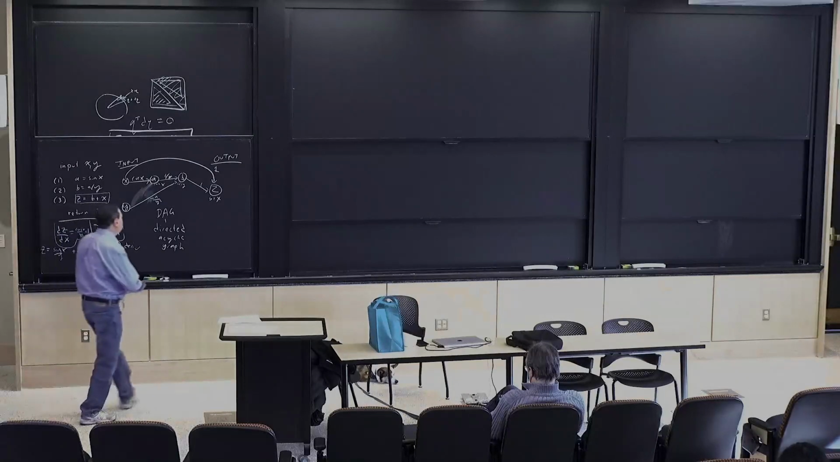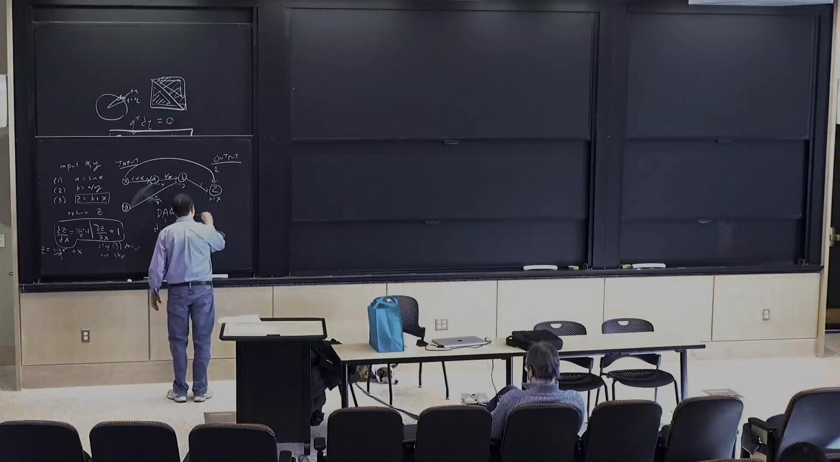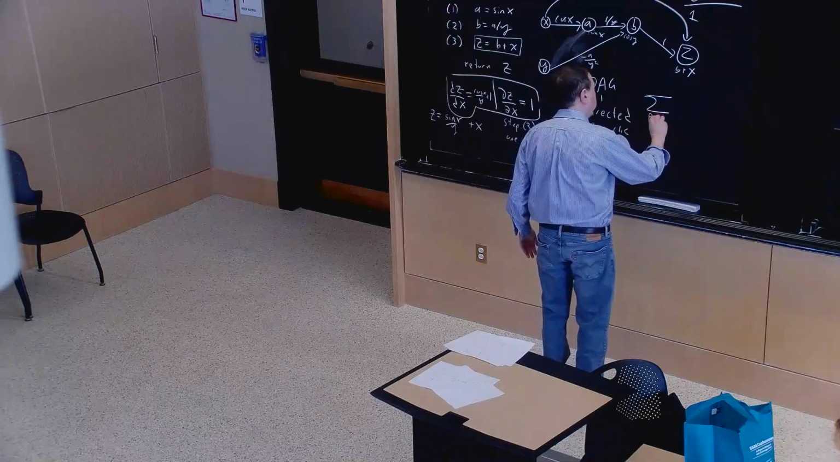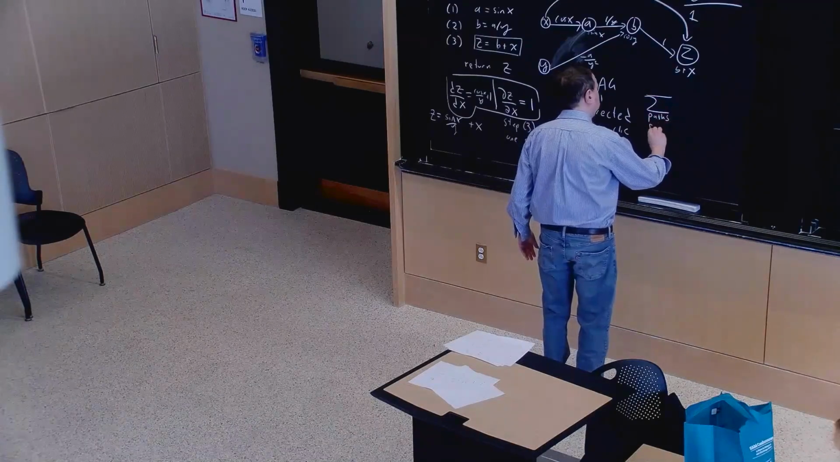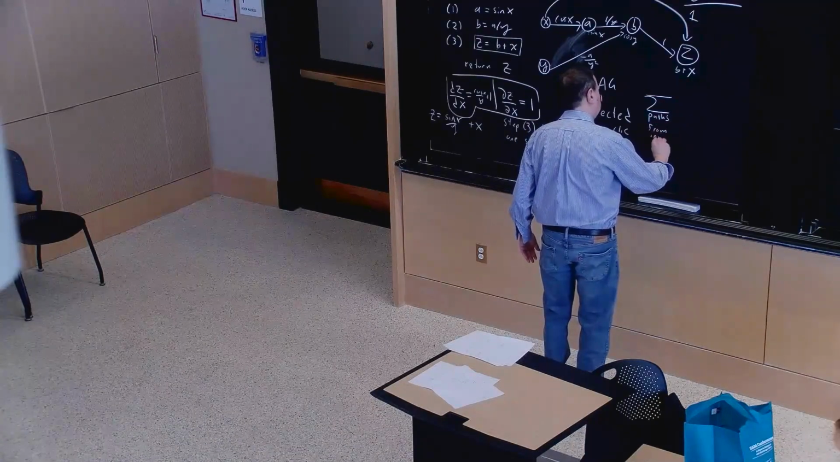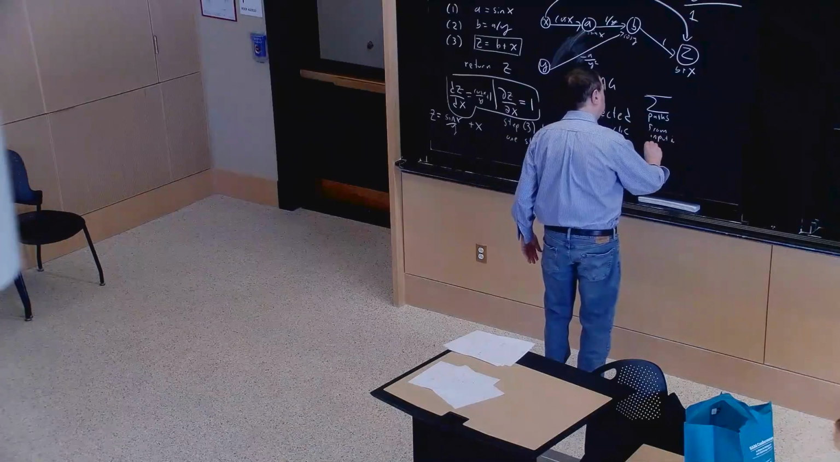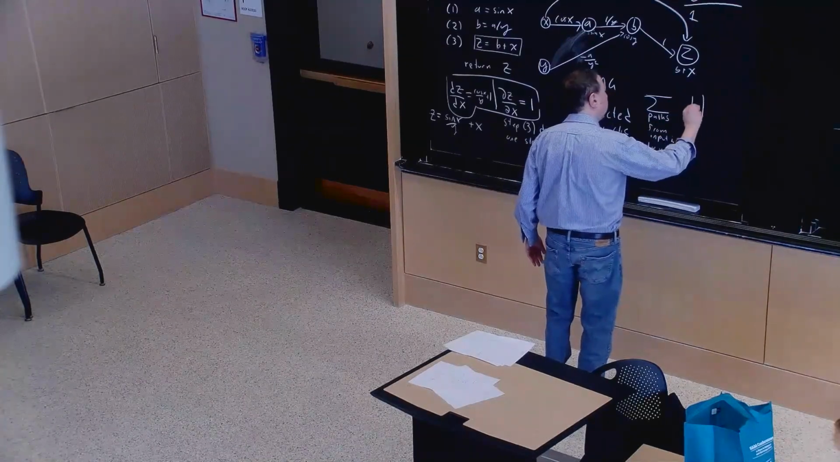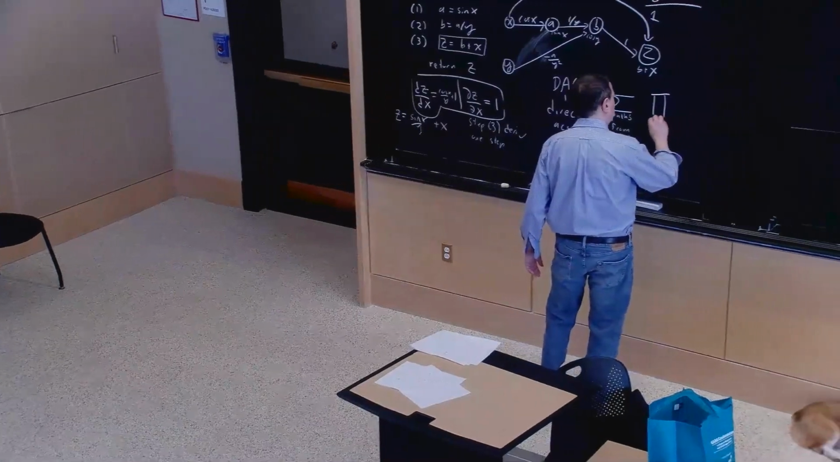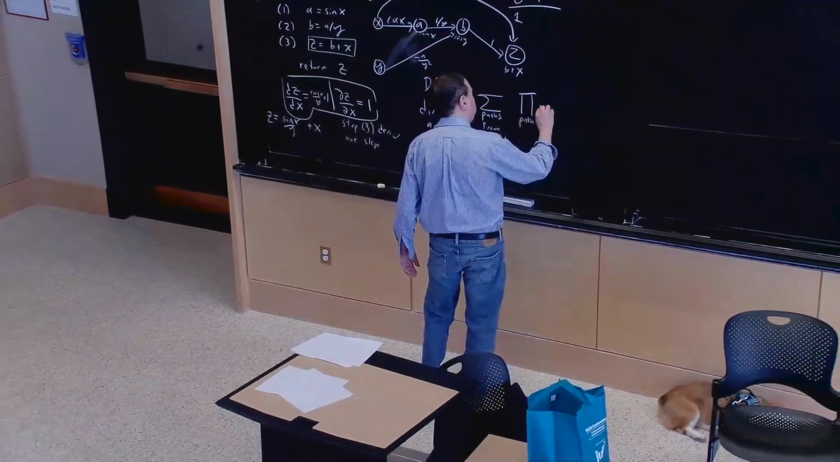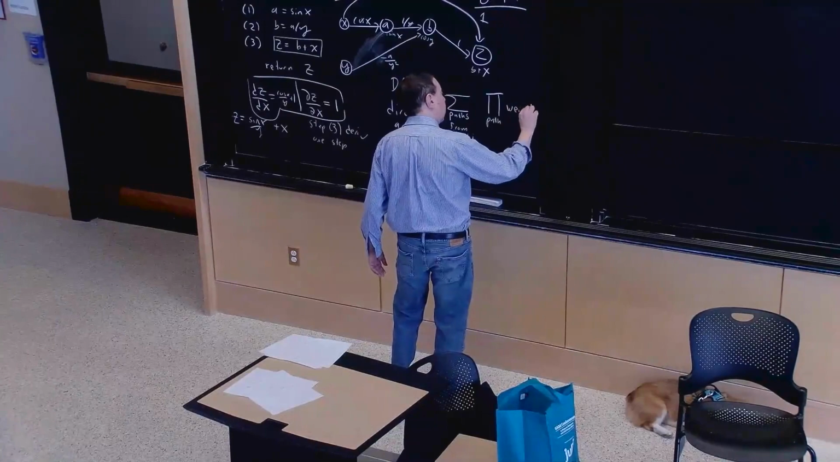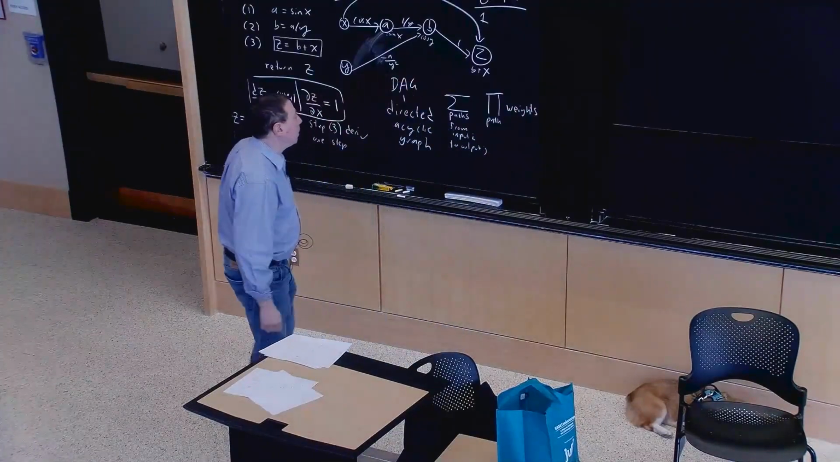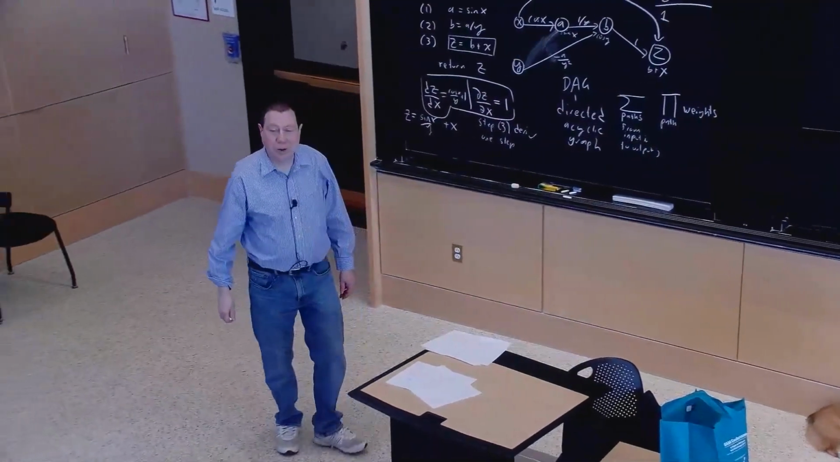Okay, and so it's really the sum over paths from input i to output j of the product over the path of the weights. So I'll just say it like that. I hope it's clear what is meant. That's really what's going on, right?